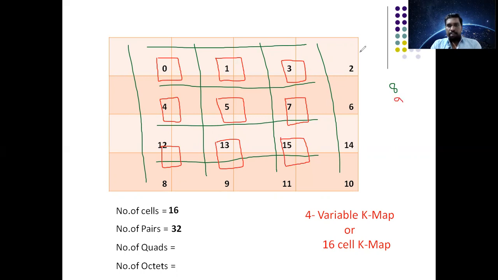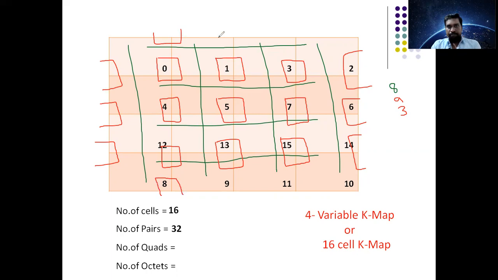Now, by folding property, these two and these two will be one quad. These two and these two cells will be one quad, and these two and these two will be one quad. So again we have three extra. Likewise, top also. These two and these two will be one quad.